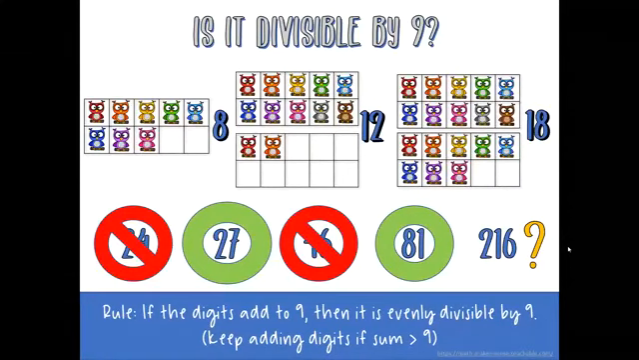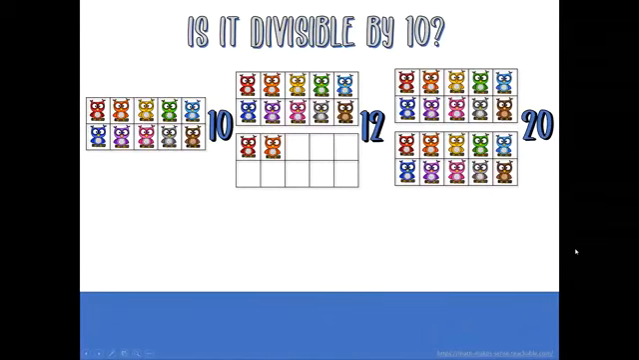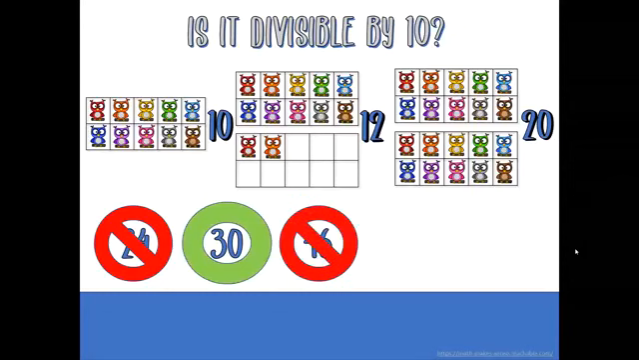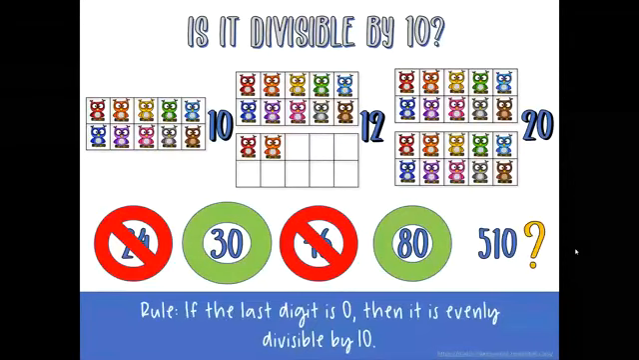Now, if you get into really big numbers and you add up all the digits, it might equal 18 or 27. So just keep going and get to the point where the digits add up to be 9, and then you'll know it's a good one. If the digits do not add up to 9, then it's not working. Okay, and then 10, I think we all know this one. So I'll go straight through here. If the last digit is 0, then it is evenly divisible by 10.